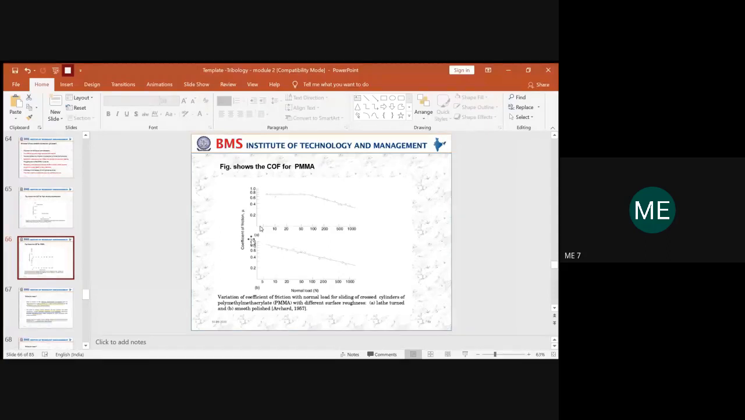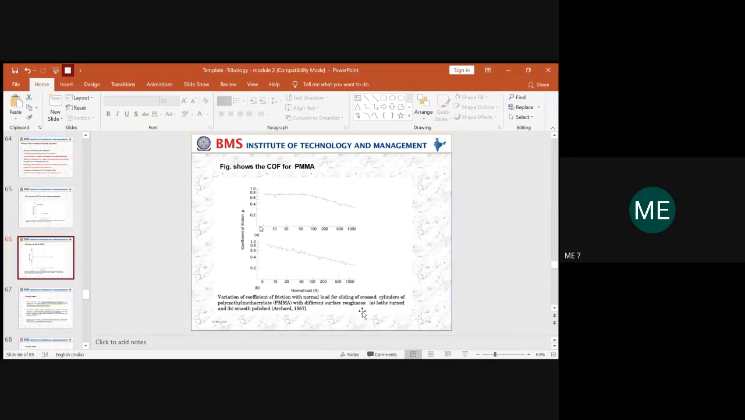And similarly, we have the coefficient of friction here for polymethyl methacrylate, which is in short called PMMA. So what is happening here? Here you are checking how the coefficient of friction varies with respect to the normal load. This is the normal load, okay, for sliding across cross cylinders, right? So you have two cross cylinders made up of PMMA, polymethyl methacrylate, with different surface roughness.